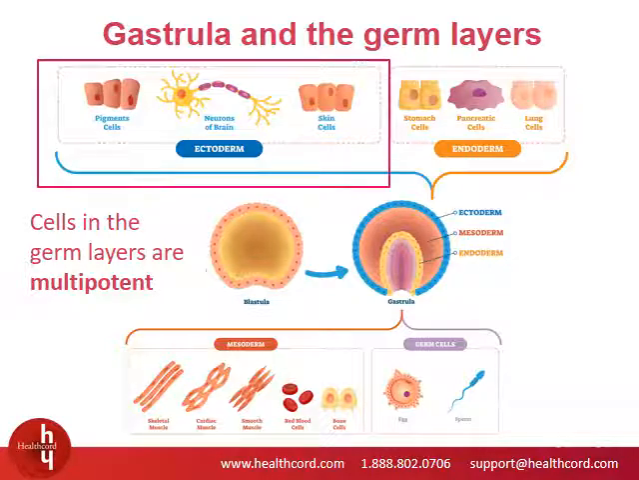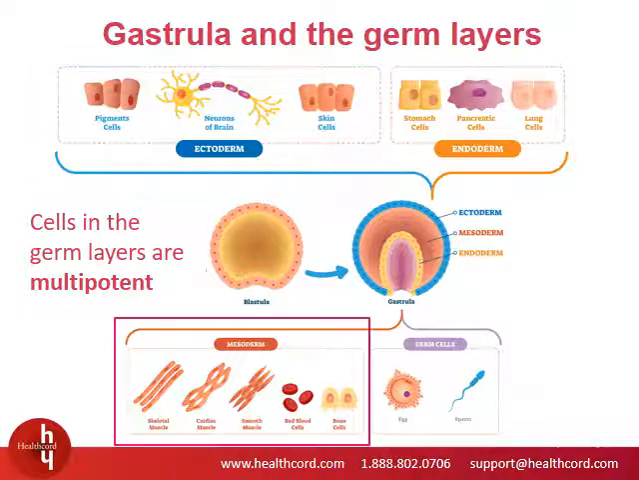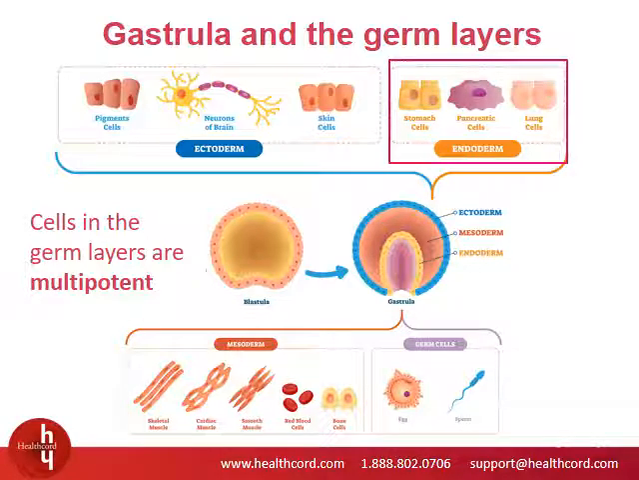Here is a more close-up of the gastrula. Cells in the outermost layer, or the ectoderm, can produce skin cells, nerve cells, and pigment cells. Cells in the mesoderm, or the middle layer, produce muscle cells, bone cells, and red blood cells. The endoderm gives rise to pancreatic cells, cells that line our gut, and lungs.